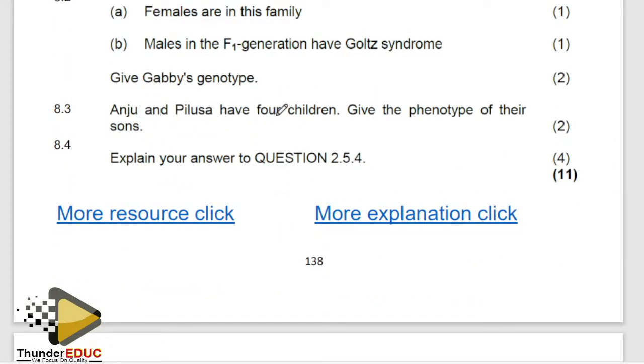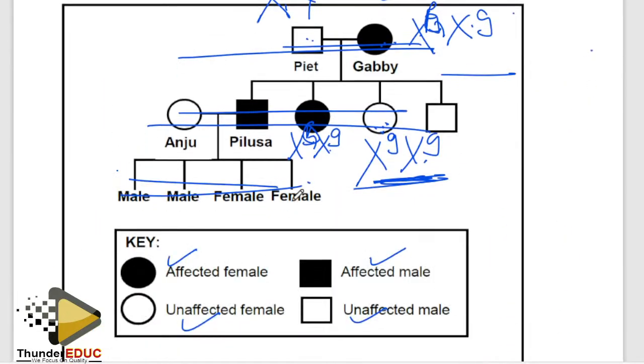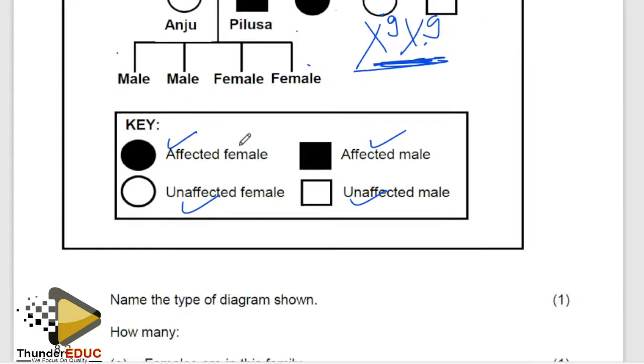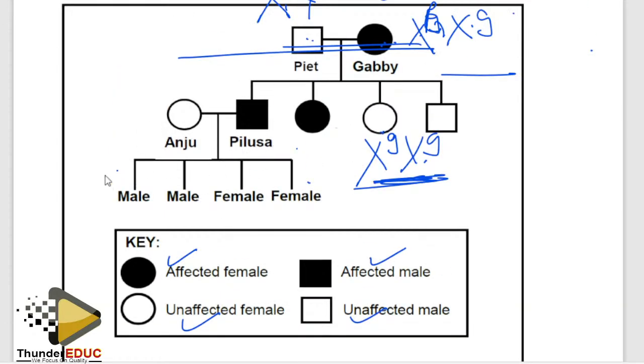Aju and Pirusa have another 4th child. Give the phenotype of their sons. Remember this is caused by a dominant allele. The moment it's caused by a dominant allele, it is easier to find. For the case of a son, remember it's a Y. Therefore, because this one is normal, remember it is recessive, both of them are going to be normal. Don't forget it's caused by a dominant allele.